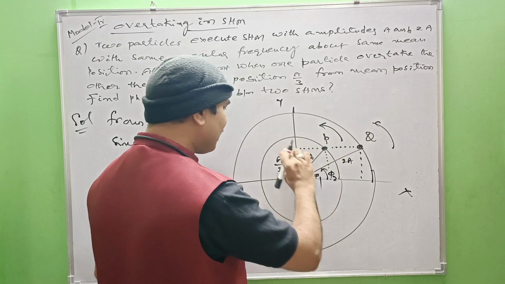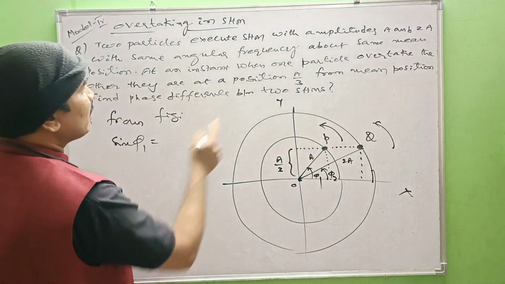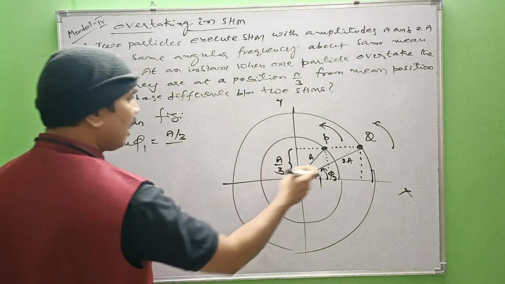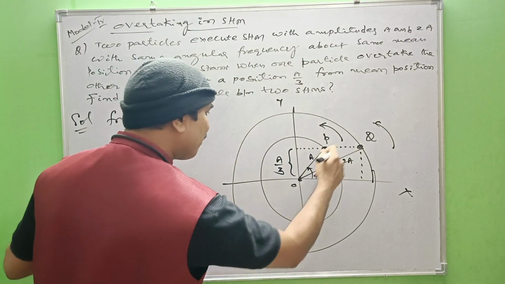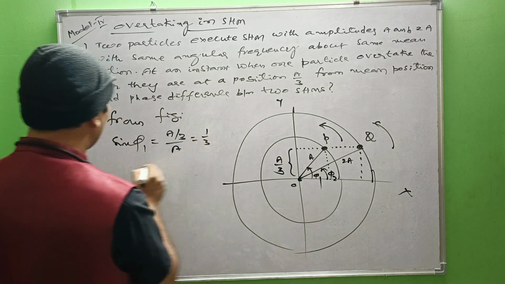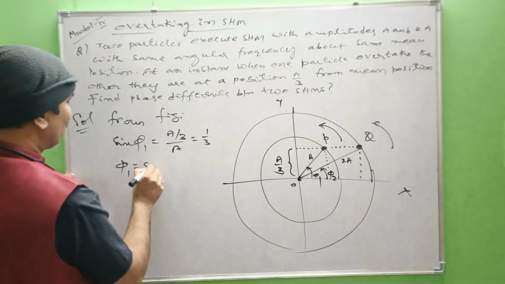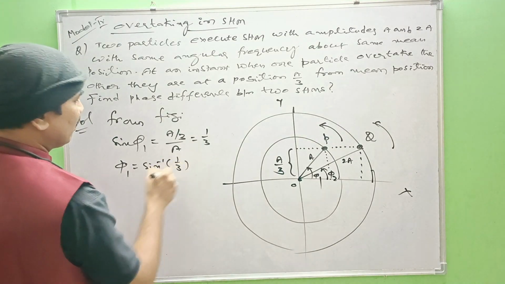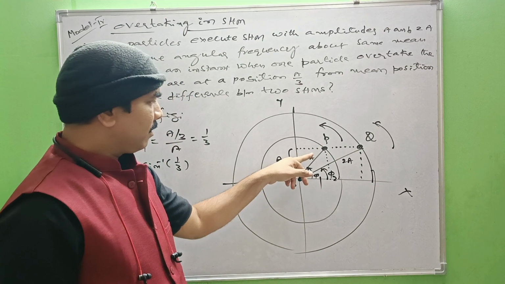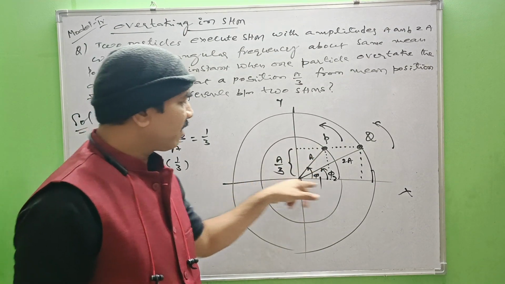What is the opposite side here? A by 3. So a by 3 is the opposite side, divided by the hypotenuse. See, opposite side by hypotenuse. So a cancels, that is 1 by 3. Phi 1 equals what? Sin inverse 1 by 3. Right? This is the phase angle made by the oscillation of the first particle with the reference axis x.